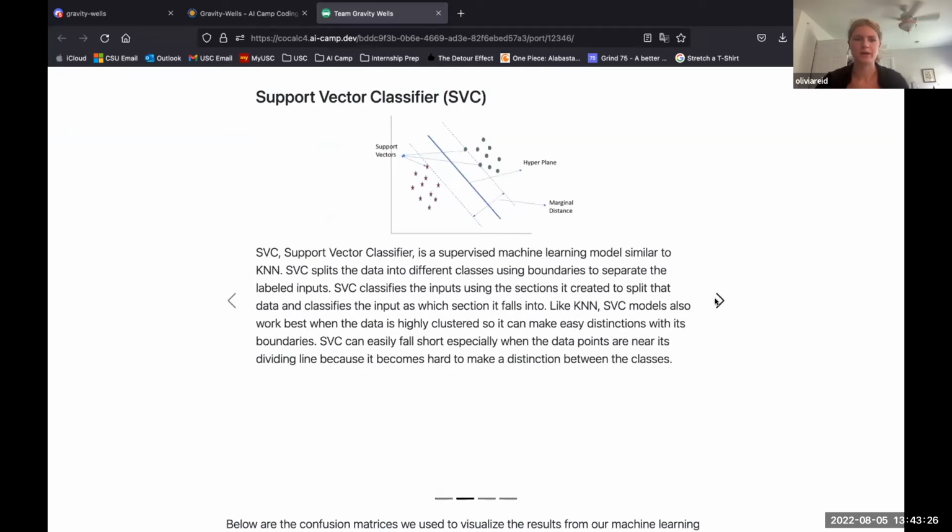SVC, or Support Vector Classifier, is another machine learning model that is pretty similar to KNN. SVC splits the data using lines or curves into different sections and classifies the data by whatever section the input point is in. Like KNN, SVC also works best when the data is highly clustered.